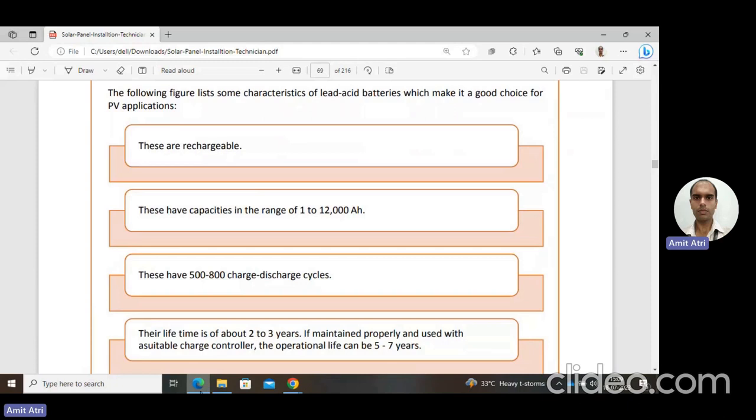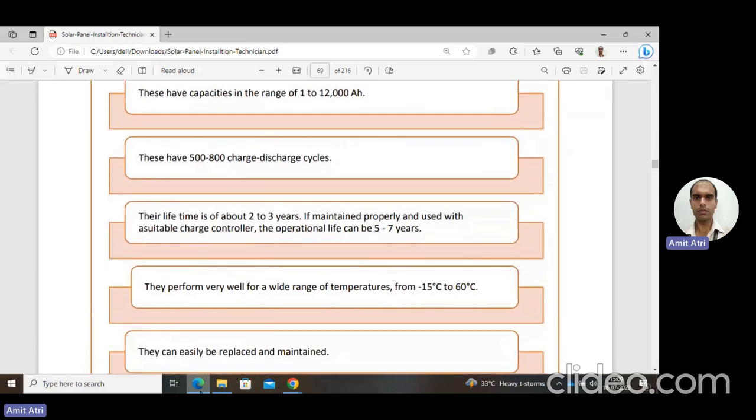Yeah, that's why I said that the batteries have the minimum lifespan as compared with other components in the PV system. The panels have a lifespan of up to 20 to 25 years. Okay, so if maintained properly and used with a suitable charge controller, the operation life can be increased by up to 5 to 7 years. So it means it needs proper maintenance.